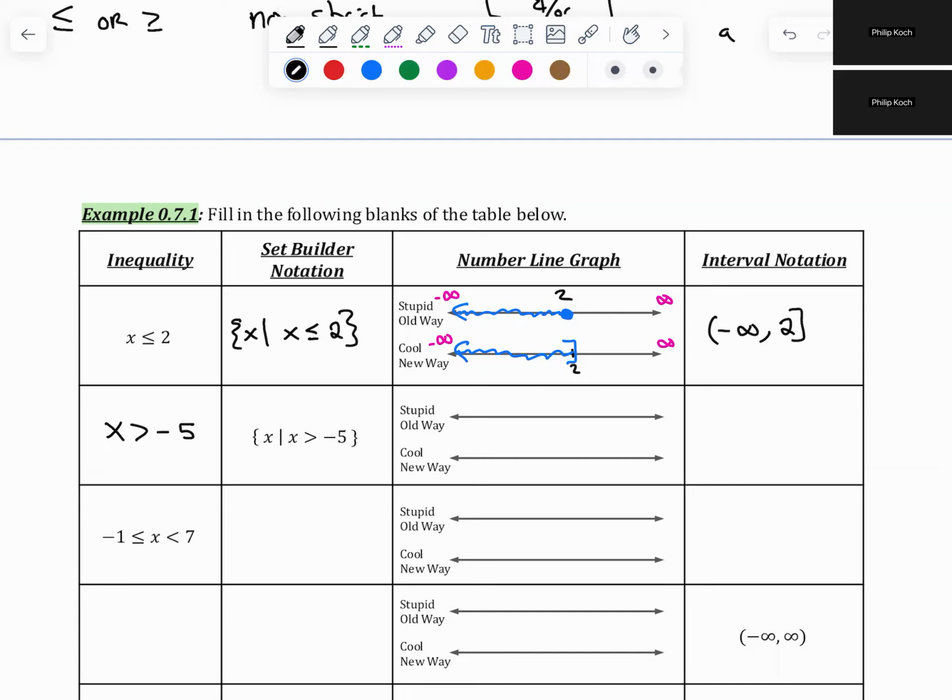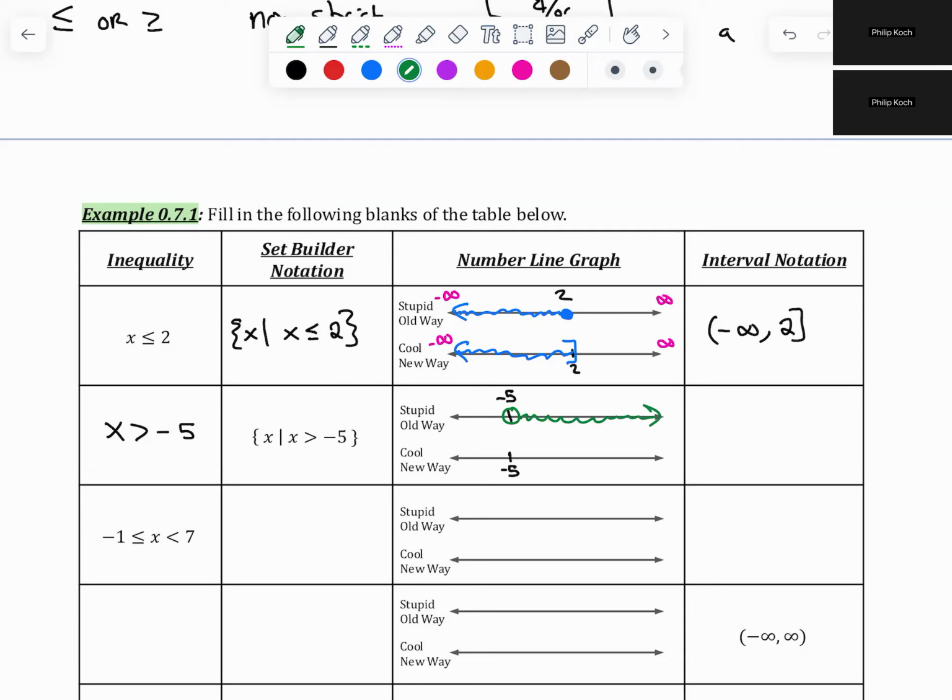So the stupid old way, we can plot it wherever we want. It really does not need to be perfect. Here's -5. If we're going to do a strict inequality, it cannot be included, which means it's going to be an open circle. And the question is, do I go to the right or go to the left? To the right, because it's all the numbers that are larger than it, which would be the numbers more to the right on the number line.